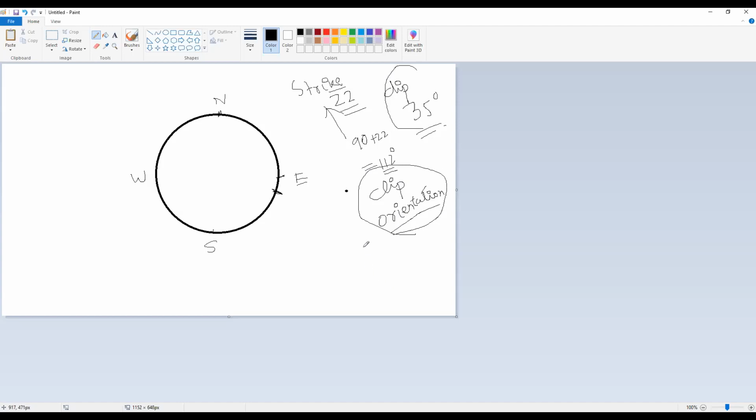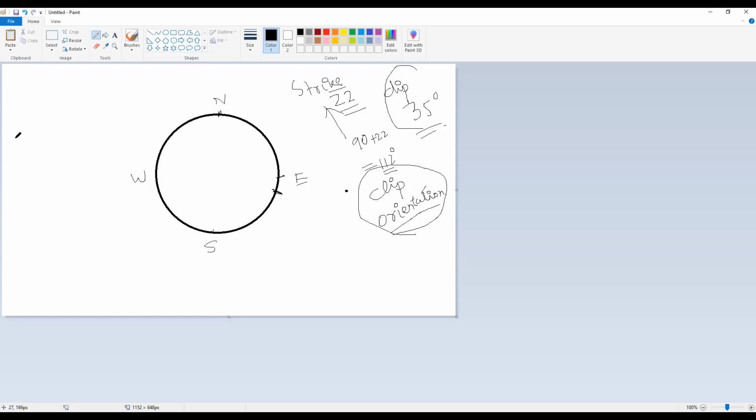Okay, sir. Dip and strike are perpendicular to each other, which means the orientation of the dip and the orientation of the strike should have a difference of 90 degrees. Mansi, is it clear? No, sir, I'm not able to understand the dip orientation. Okay, don't worry.